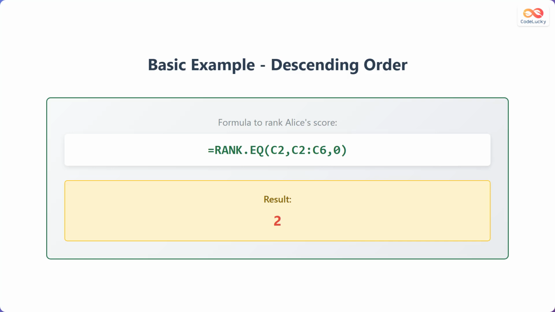Now let's look at a basic example of using the RANK.EQ function to rank Alice's score among other students. The formula to rank Alice's score is equals RANK.EQ, open parenthesis, C2, comma, C2 colon C6, comma, 0, close parenthesis. This formula will return the rank of Alice's score in the range from C2 to C6, in descending order. The result of this formula is 2. This means that Alice's score is the second highest in the list.